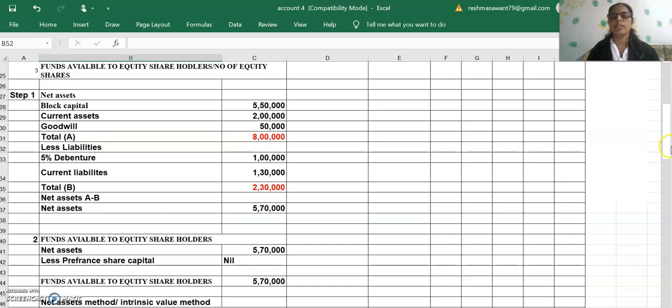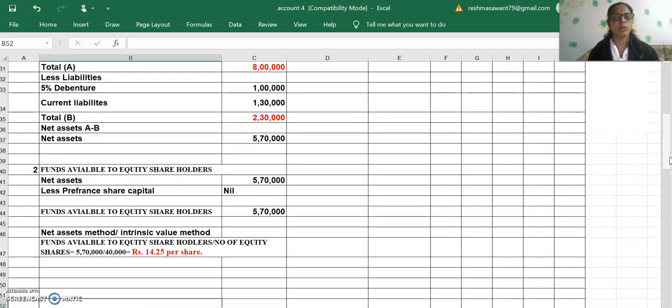Then we use the next step, that is the funds available to equity shareholder. Yes, it is important: if preference shares are present in your question, you have to reduce them from the net asset. So the net asset 5,70,000 as per your calculation number 1, less preference share capital, but in your question there is no preference share capital mentioned. So nil amount is there, and funds available to equity shareholder is 5,70,000 less preference capital 0, that is 5,70,000.